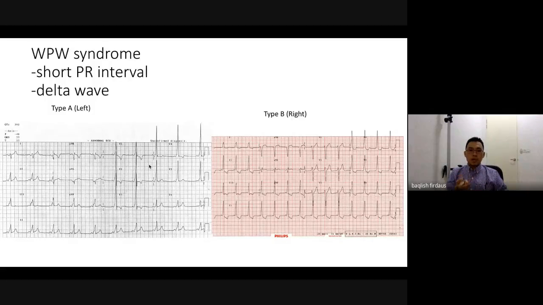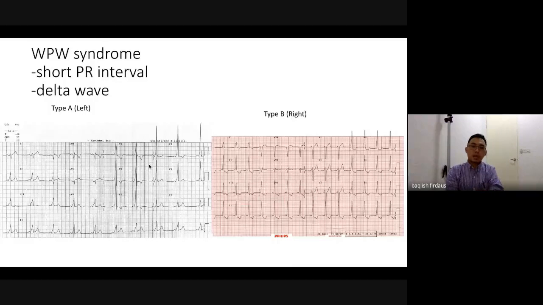If a patient has WPW with SVT, we can refer them to an electrophysiologist. The electrophysiologist can do ablation and the patient will be cured from SVT. 99% will be cured from the SVT.